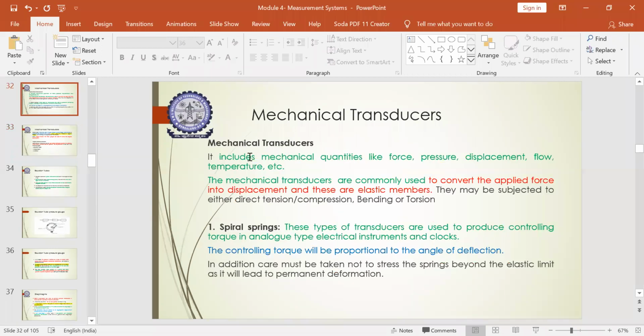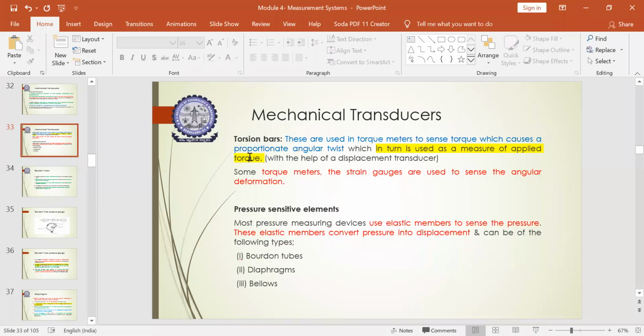So we studied the spiral spring and the torsion bar. The other type of mechanical transducer is pressure sensitive elements. In that we have three categories. So what's happening here? Most pressure measuring devices use elastic members to sense the pressure. These are pressure based mechanical transducers, and here also it has to be elastic members only to sense the pressure. So here pressure will be used as an input signal. So what does this do? These elastic members convert the pressure into displacement.